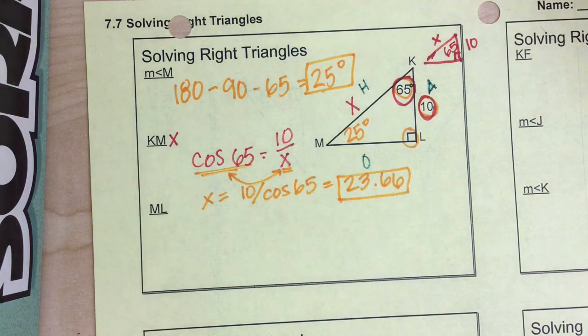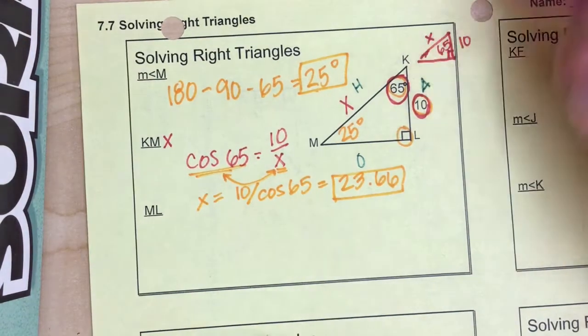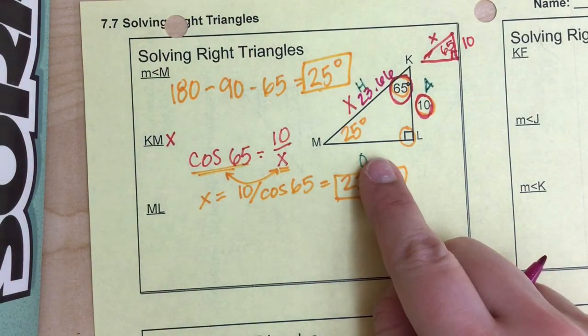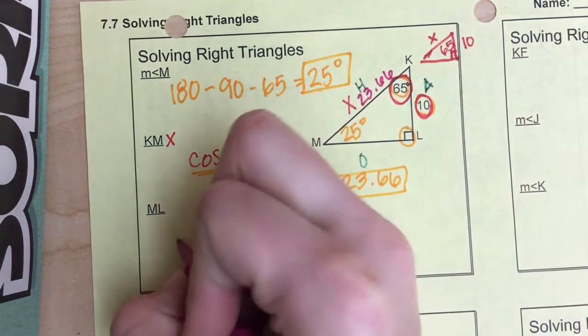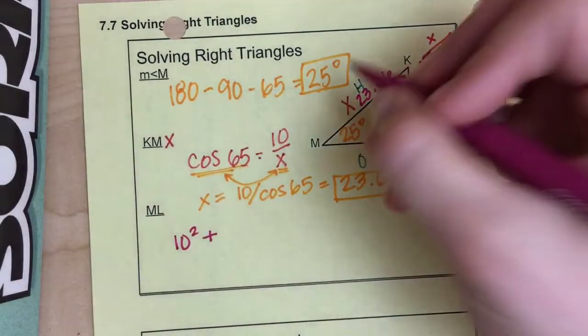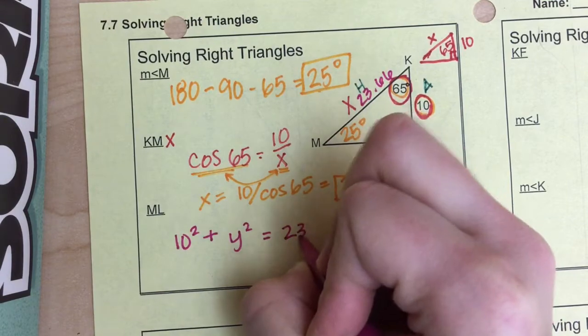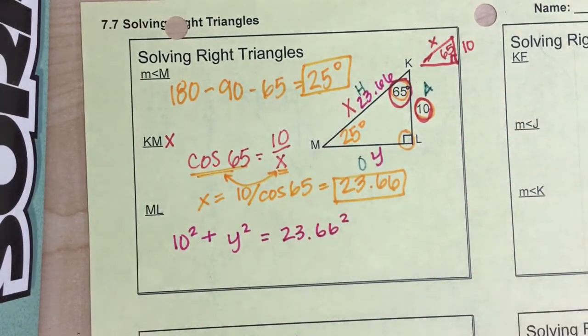Because now that I have 2 side lengths, I have 10 here, I have 23.66 here, I can use Pythagorean theorem to find my last one. So I can say 10 squared plus, I'll just call this y for now, y squared equals 23.66 squared.